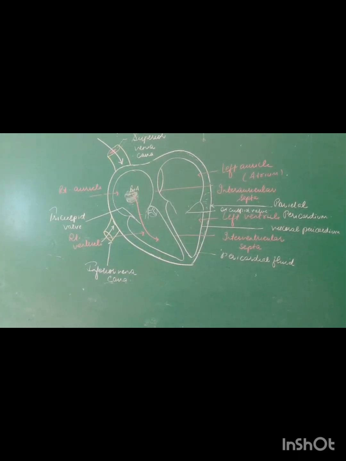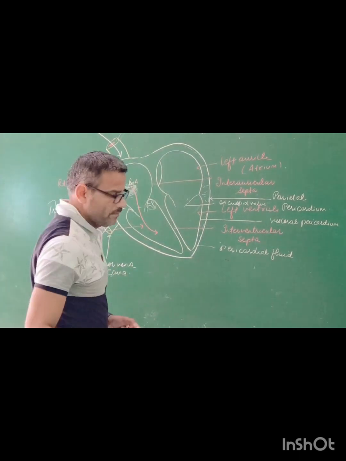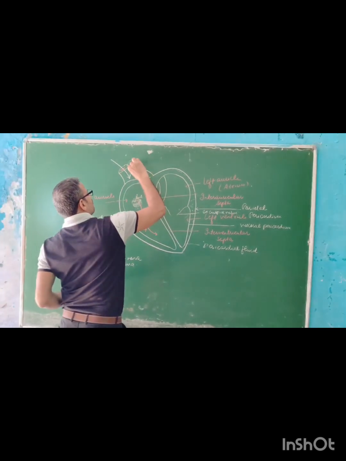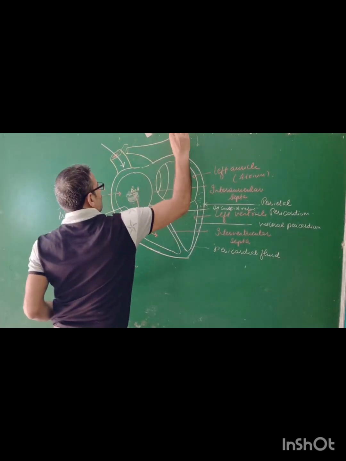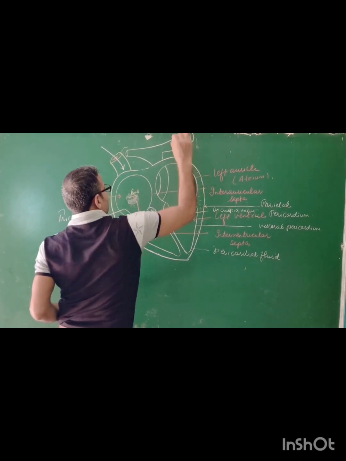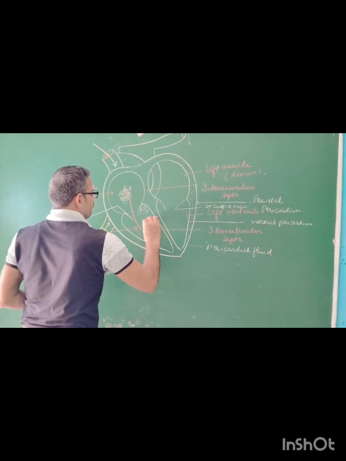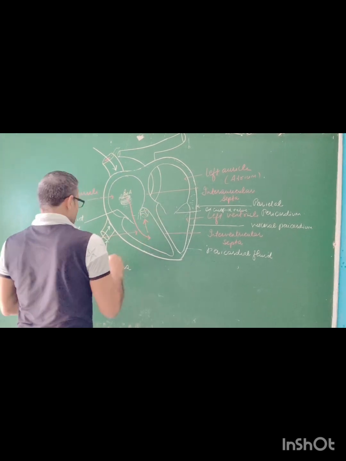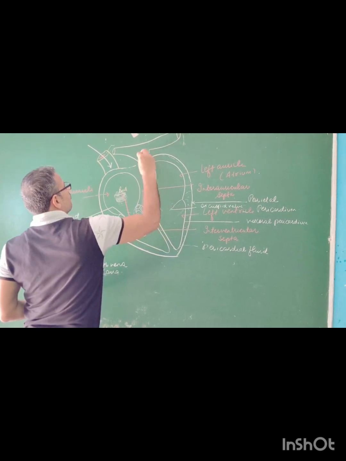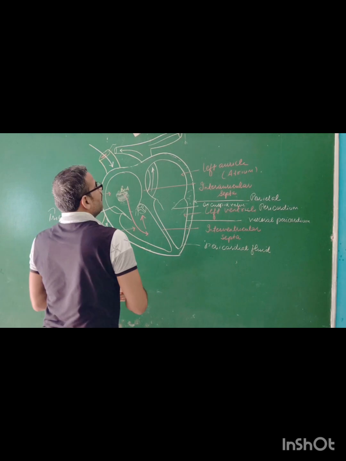It forms pulmonary artery. So let me rub this. This one is pulmonary artery. You can make like this. The blood from the right ventricle passes through this valve, which is called pulmonary valve. It goes through pulmonary arteries, and it enters the lungs.